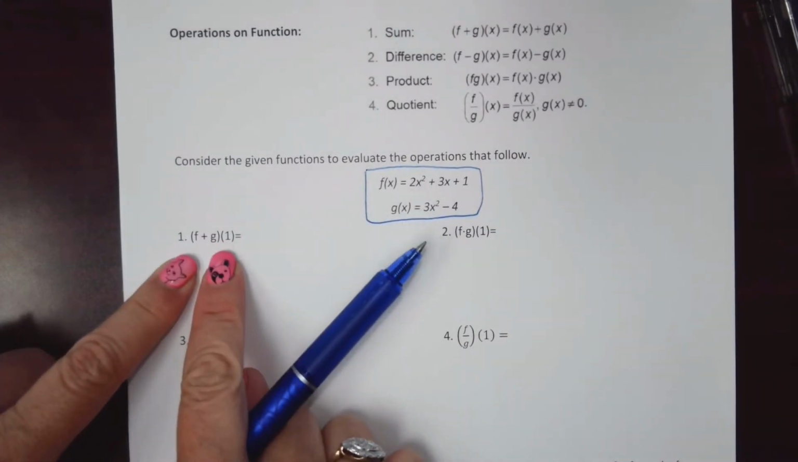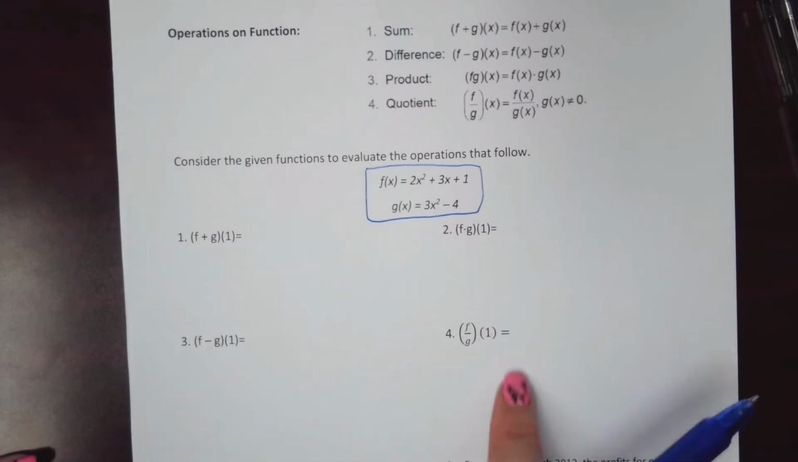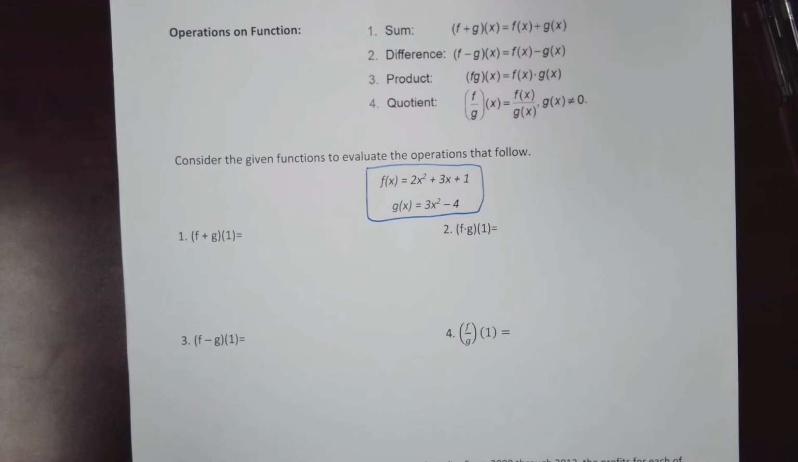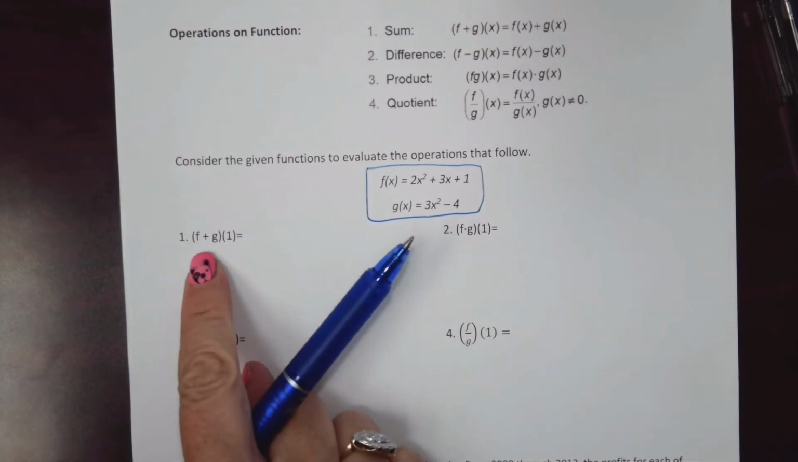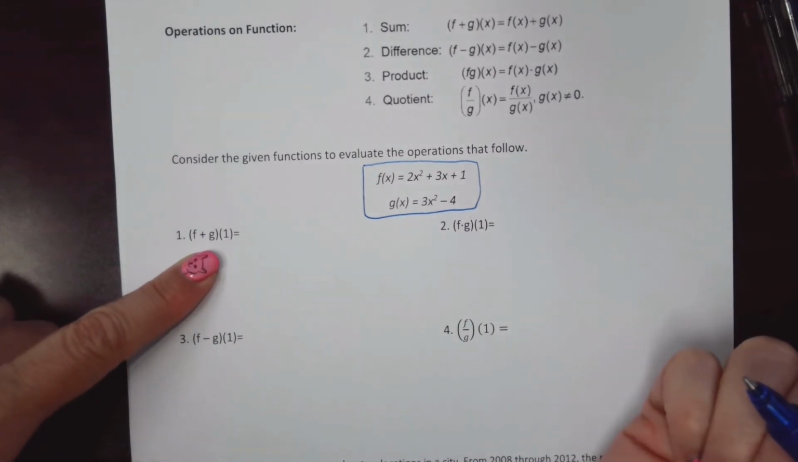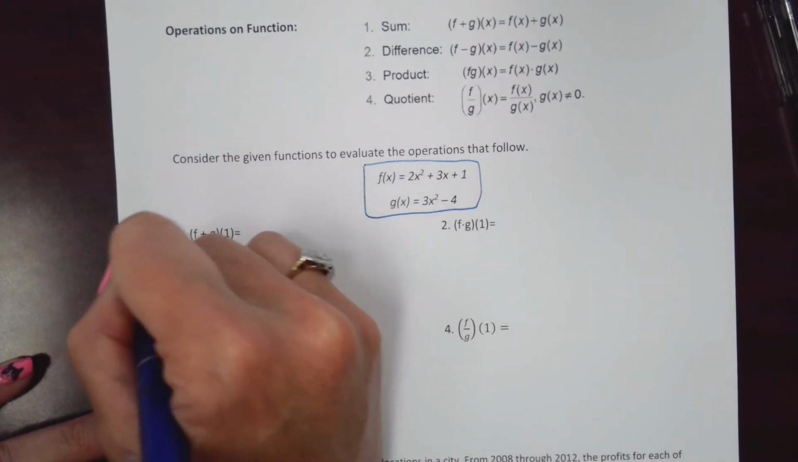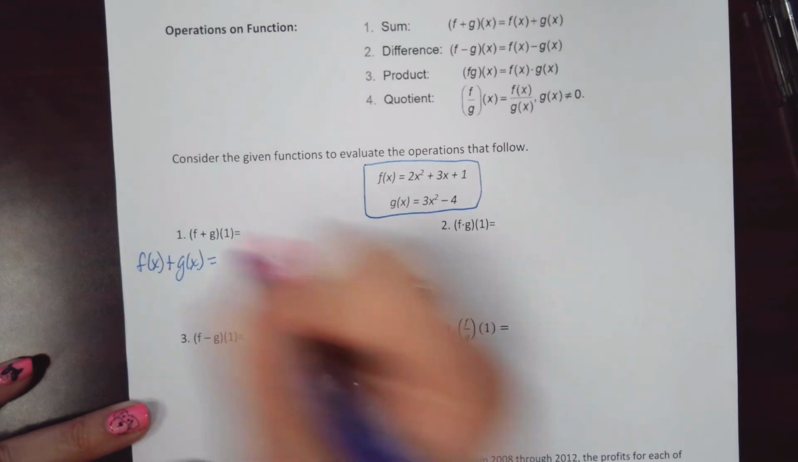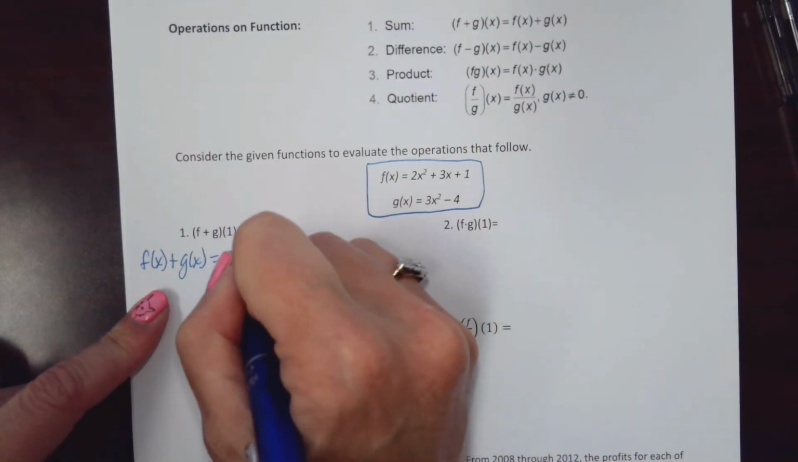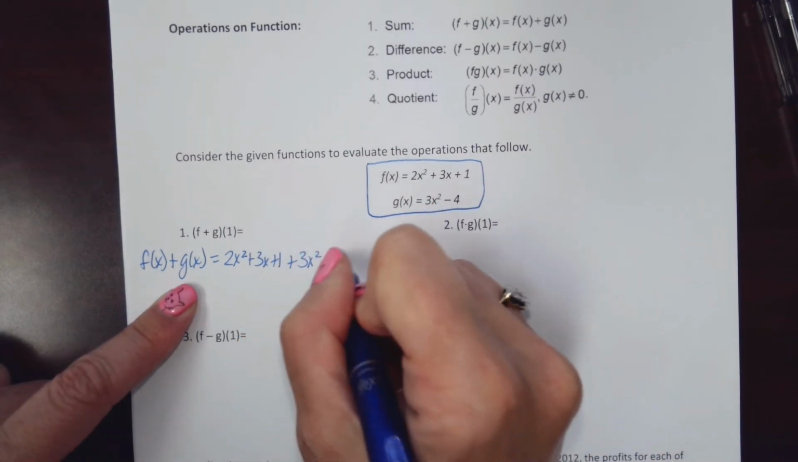When I combine these functions, I am being told to combine them and plug in 1 for x. And it looks like, yep, I'm told to do that with each of these. So I've got some options here. My first option is going to be to find f plus g of x and then to plug in 1. Let's do it that way, and then we'll explore our second option. So if we do f plus g of x, and then we replace that x with 1, we would say f of x plus g of x. So f of x is this, 2x squared plus 3x plus 1, plus g of x, 3x squared minus 4.